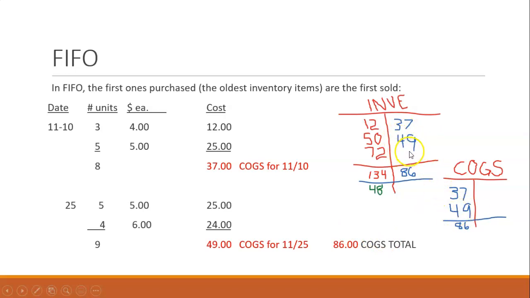for $49. Now we can see exactly what our balance is. Okay, we have a debit footing of 134, a credit footing of 86. Big number minus the small number, put it on the side of the big number, is 48. That's our balance of inventory. The 8 units that are still left in the ending inventory is $48. Okay, and our cost of goods sold account, expense account, is $86.